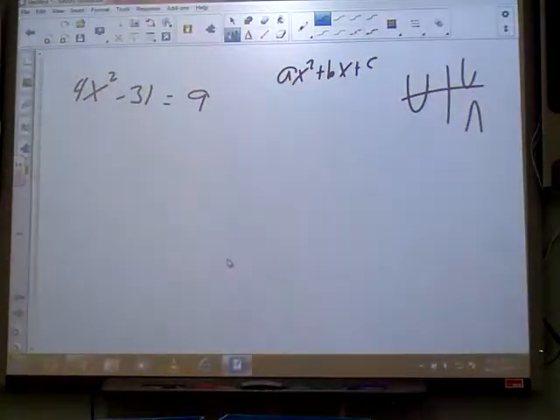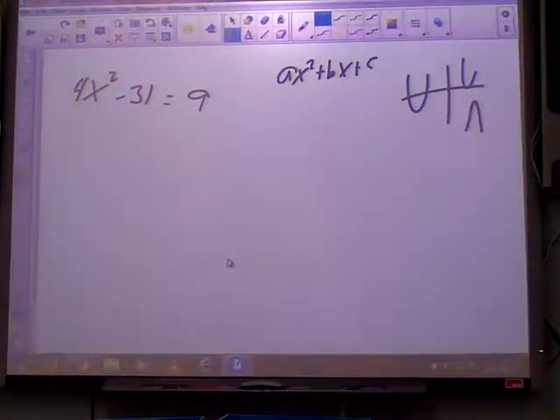What would my first step be to get the x all by itself? Plus 31.